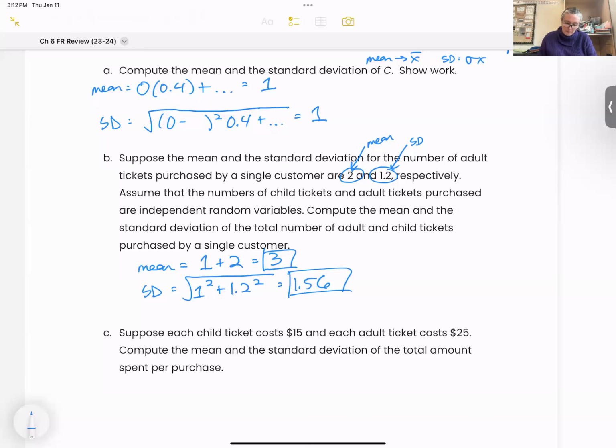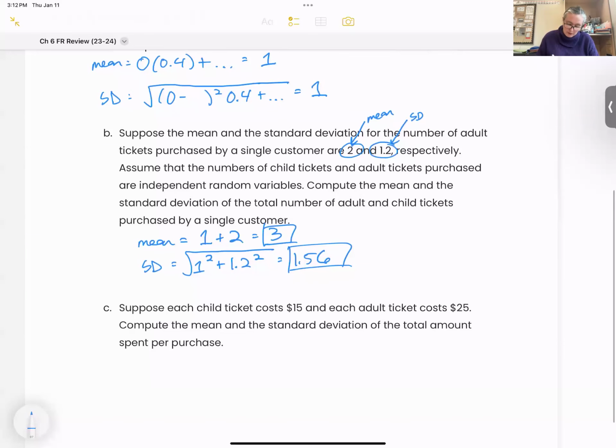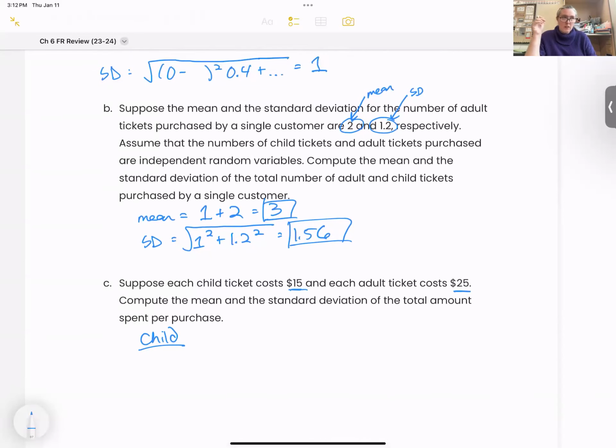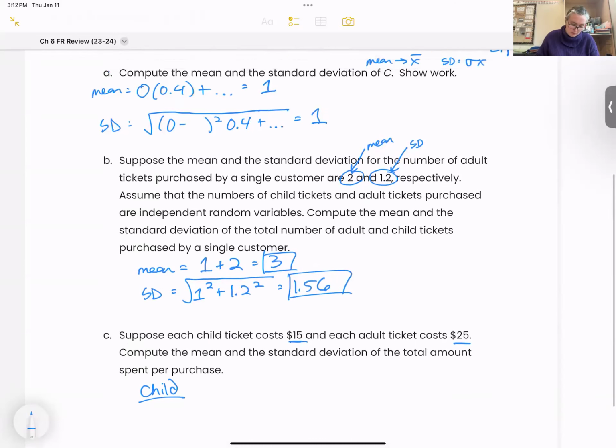Okay. So C, now we're multiplying by numbers. Whatever the number of child tickets is, we're multiplying it times 15 to get the cost, and the adult ticket times 25 to get the cost. So now compute the mean and standard deviation of the total amount. So I'm going to tackle these separately. I'm going to look at just the child one first. When you multiply or divide a random variable by a number, or by our patterns, both the mean and the standard deviation multiply by that number.